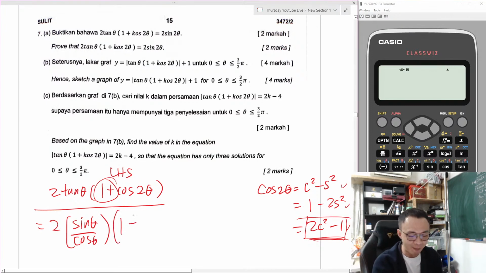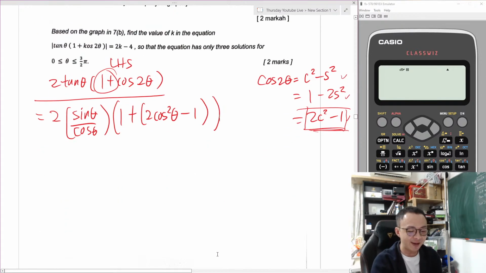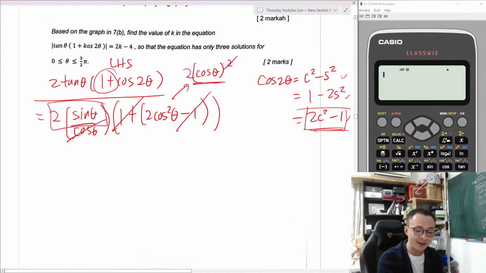Alright, so this one is 1 plus 2 cos square theta minus 1. Like I say, the purpose I chose this one is because I want to eliminate the plus 1 and minus 1. 1 minus 1 is 0. And then I have cos theta, and 2 cos square theta means 2 times cos theta squared. They are the same thing. Okay, so you should know they are the same thing. So cos and cos I can cancel. I left a cos here, I left one cos here. You get the idea?